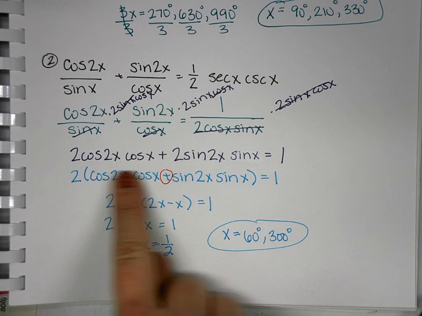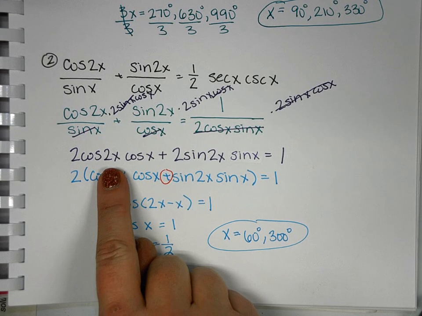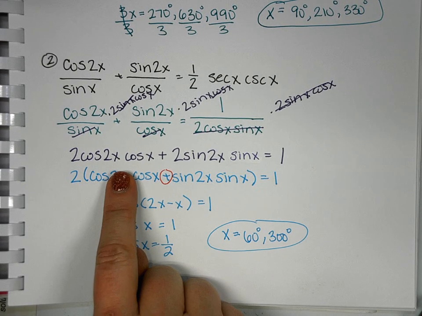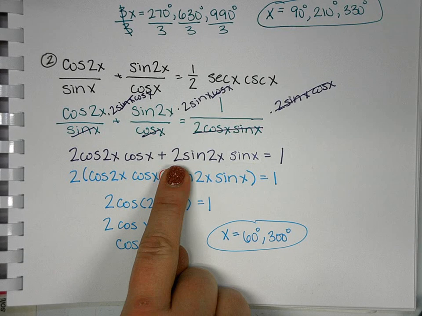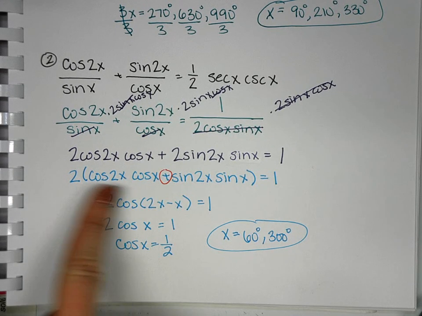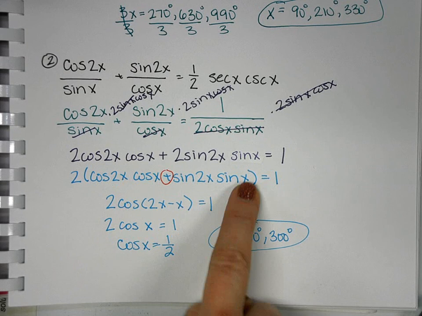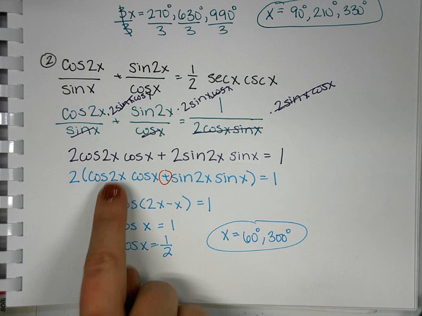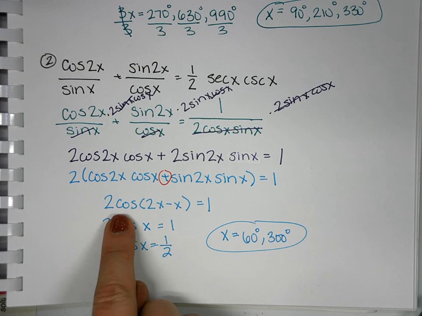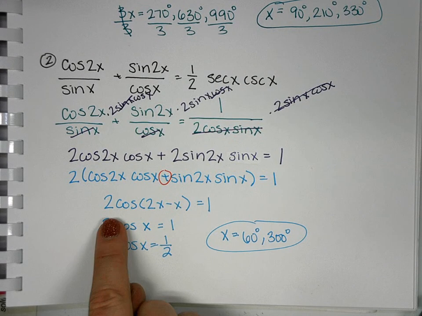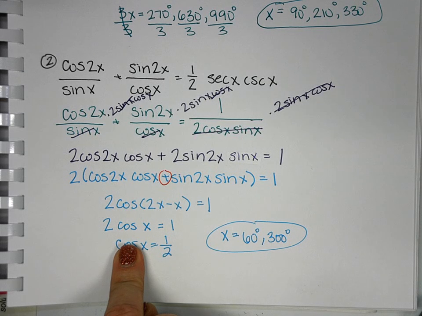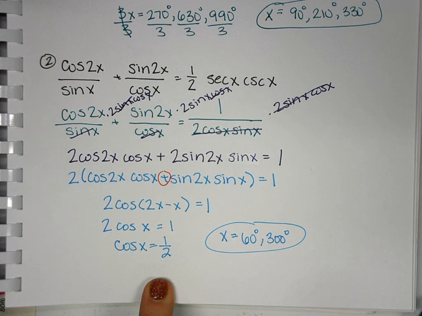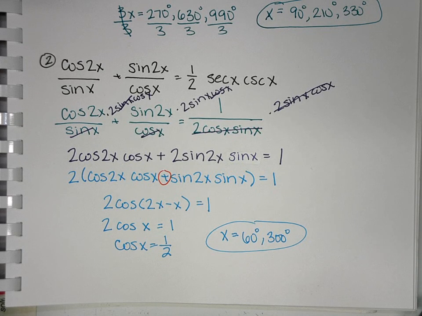When I looked at what's left, I noticed I had a potential for a cosine addition, or sorry, cosine subtraction, but these 2's were in the way. So because they both had it, I could factor out a 2, leaving me with my cosine subtraction. So when I look at my a and b, I can do cosine a minus b, and that got me to 2 times cosine x, divide the 2 over, got me here to where I could then think what angles give me a cosine value of 1/2.